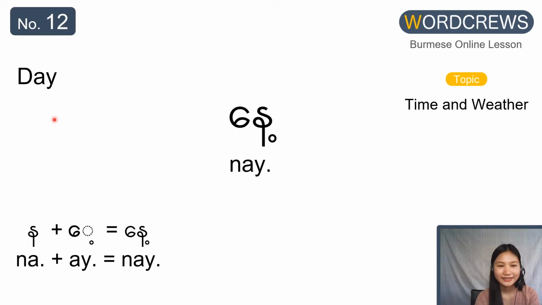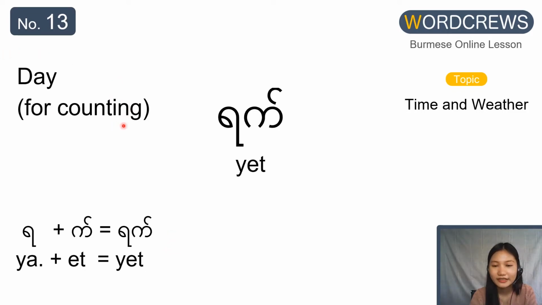The next one is day, nei. Let's see how to read it. Here is the alphabet Na and the symbol is A, so we pronounce nei. Day, nei. Here is day for counting, yet. So 5 days will be 5 ရက်, and 6 days, 6 ရက်, instead of 5 နေ့ and 6 နေ့. Let's see how to read it. Here is the alphabet Ya and the symbol At, so we pronounce yet. Day for counting, yet.